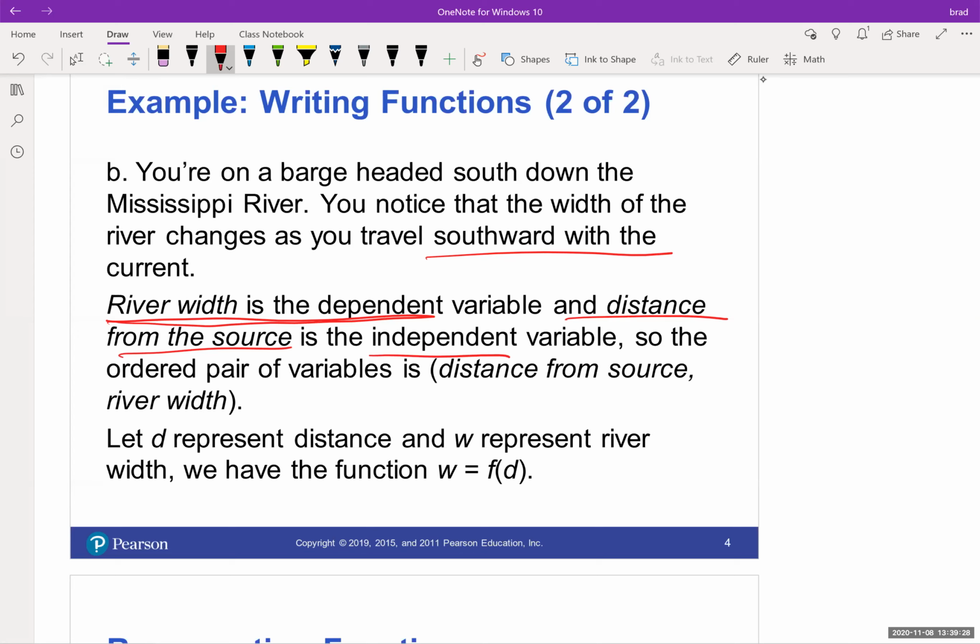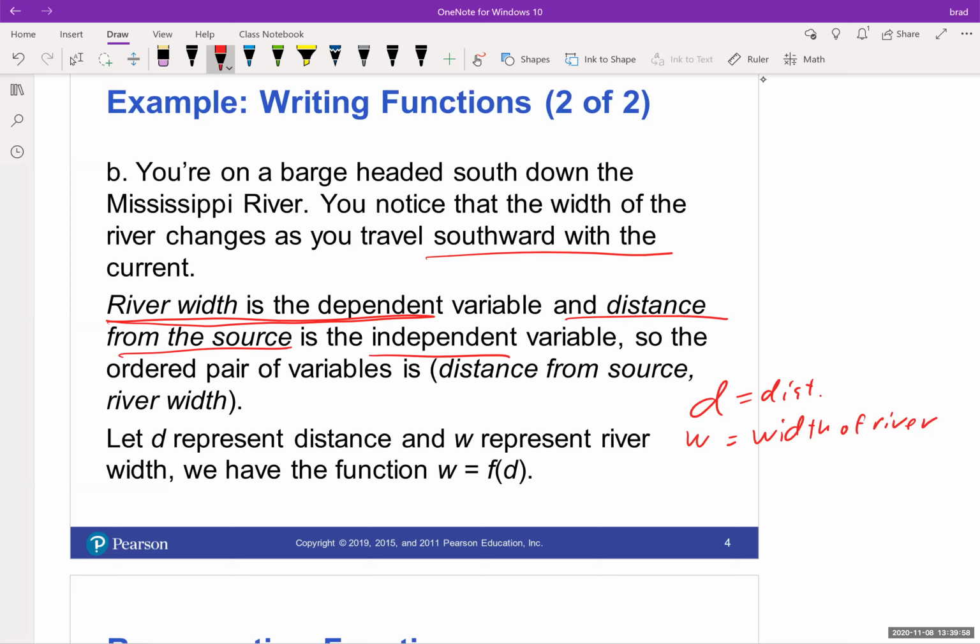So basically, you can always tell me how far south you've traveled, right? You could tell me, hey, I'm 2 miles south, and you could say, oh, well, then I'll know the width of the river based on this function, okay? So once again, they say let D represent the distance. So we're gonna say D is the distance, and then we're going to say W equals width of the river.